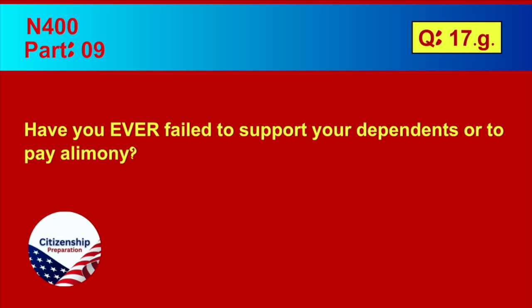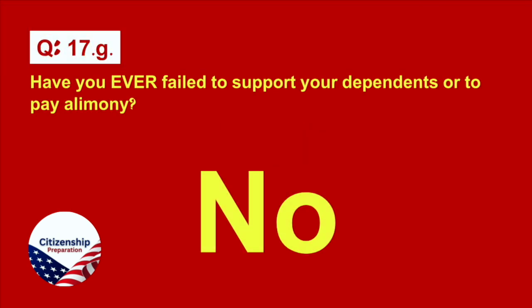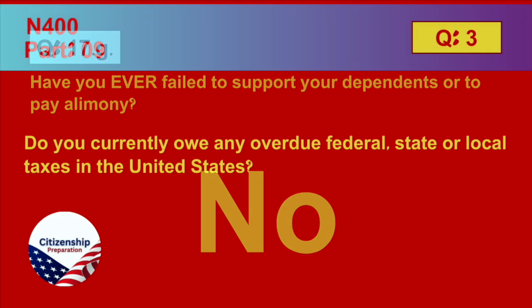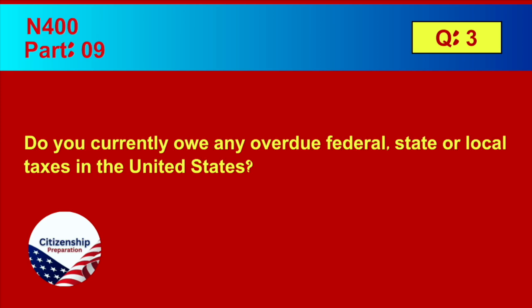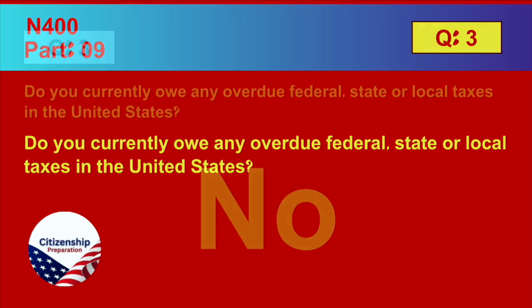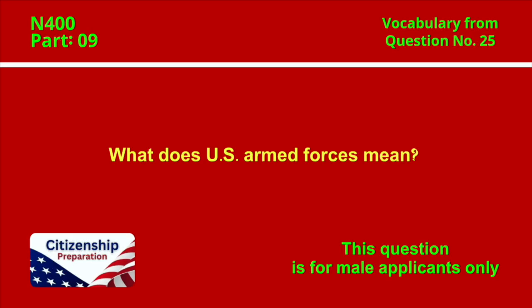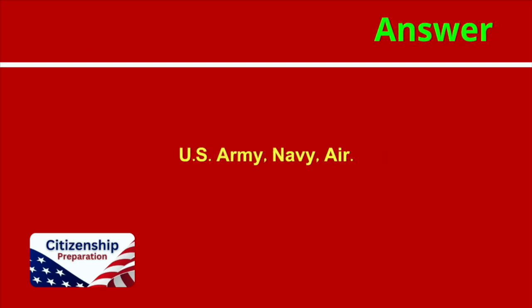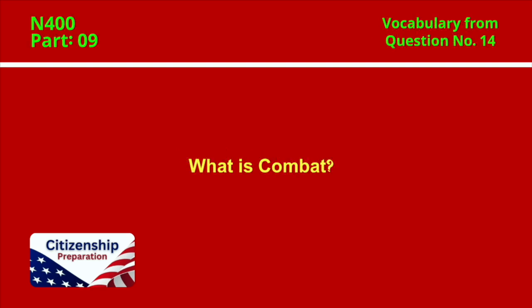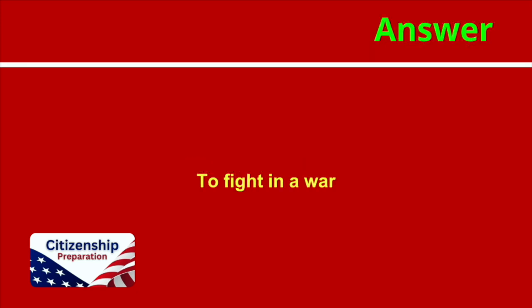Have you ever failed to support your dependents or to pay alimony? No. Do you currently owe any overdue federal, state, or local taxes in the United States? No. What does U.S. Armed Forces mean? U.S. Army, Navy, Air. What is combat? To fight in a war.